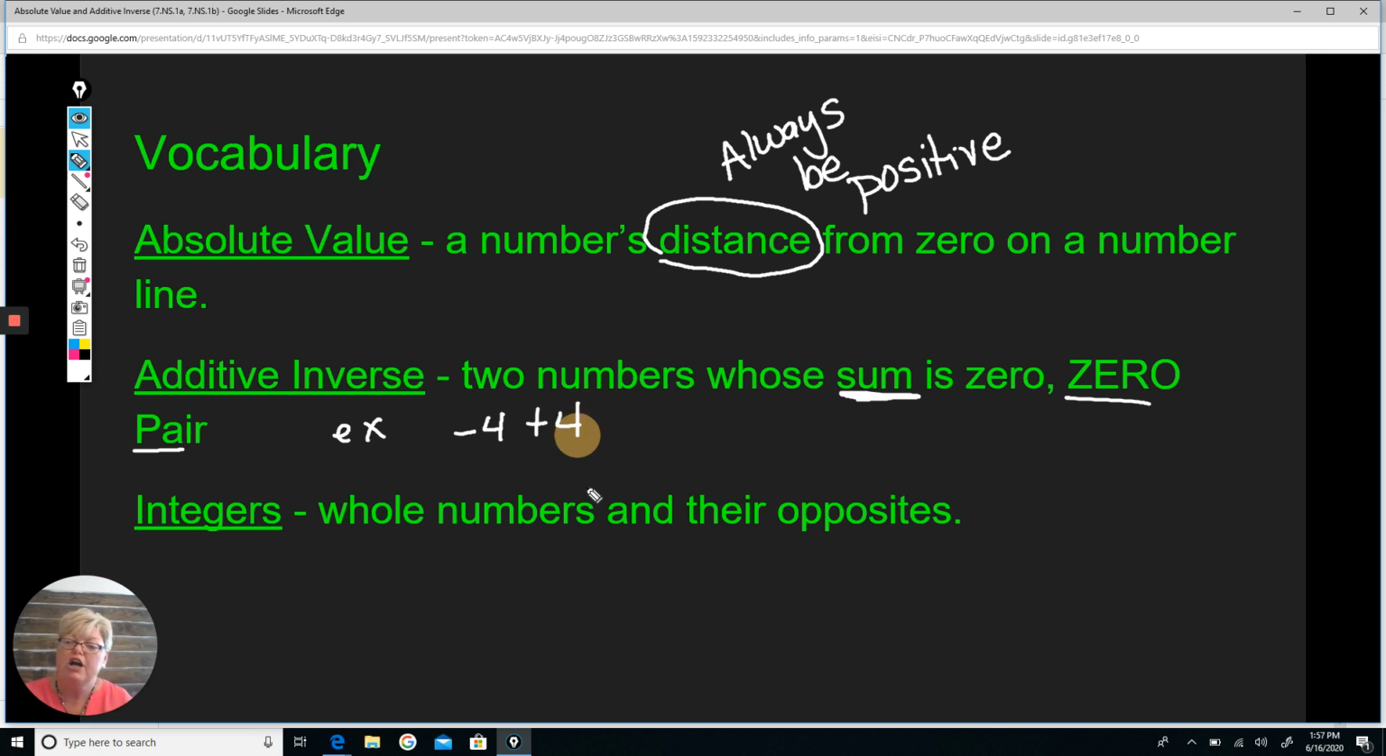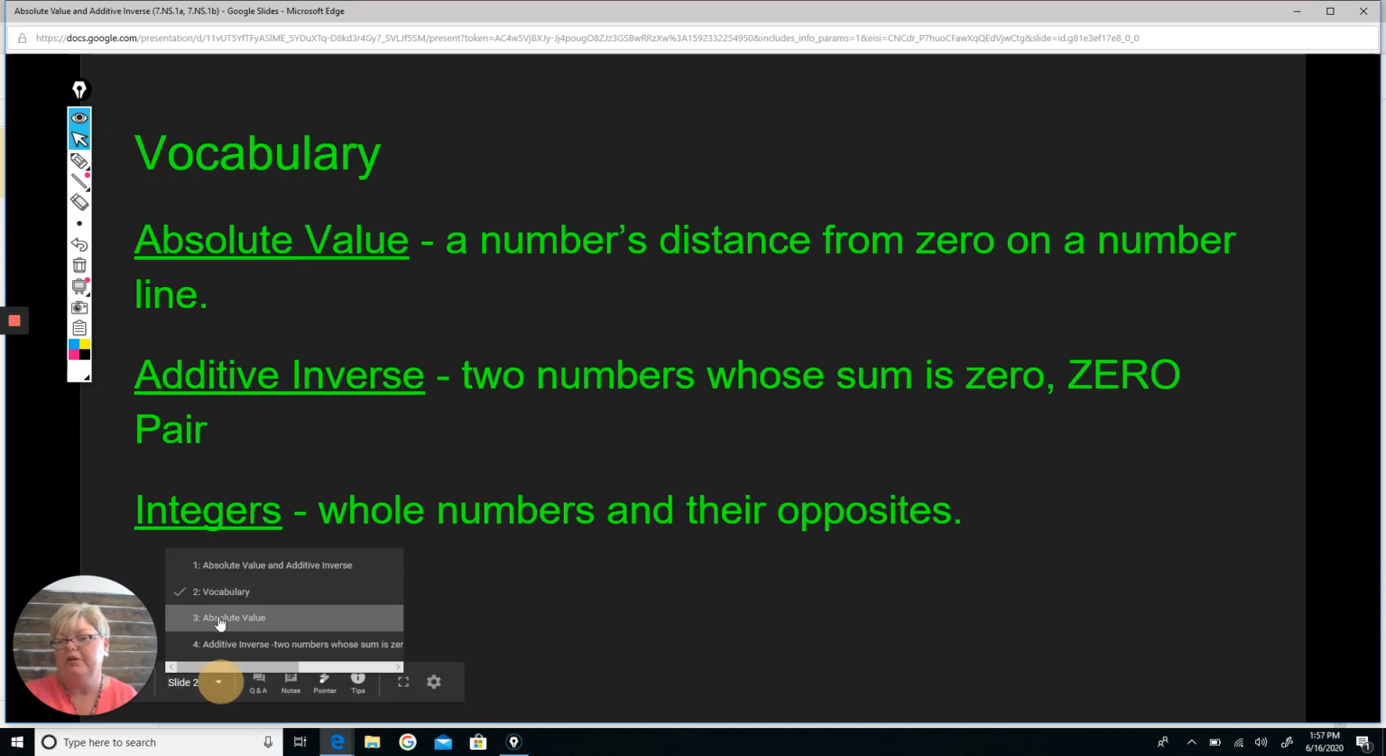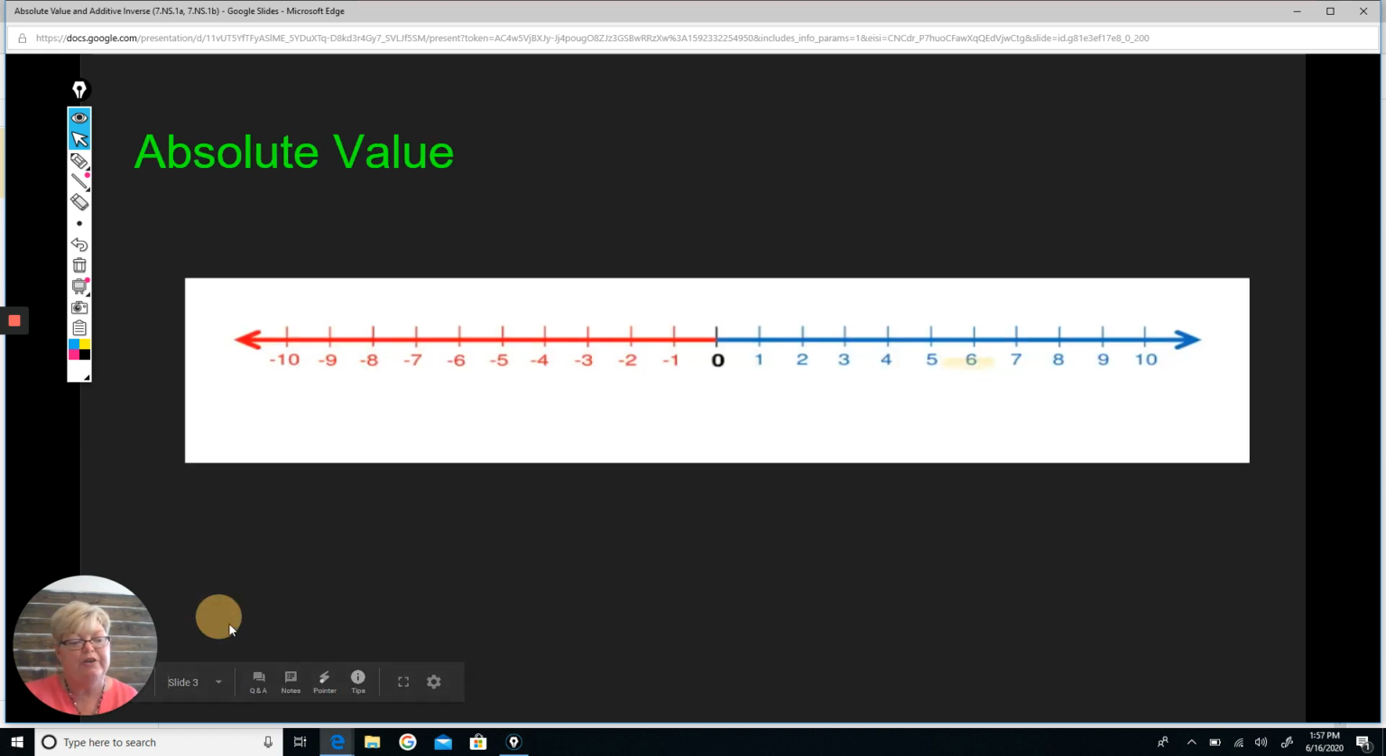And also we're going to talk about integers. Integers are whole numbers and their opposites, so this whole lesson is based on operations with integers. So let's go ahead and look at the next slide and do a little bit of work here with absolute value.